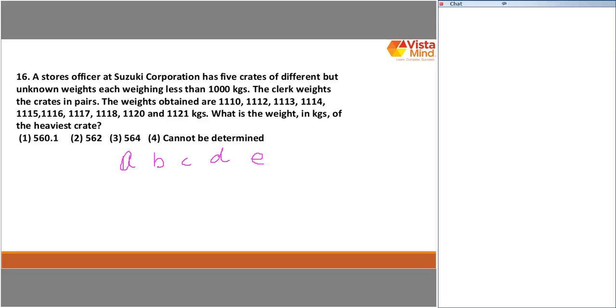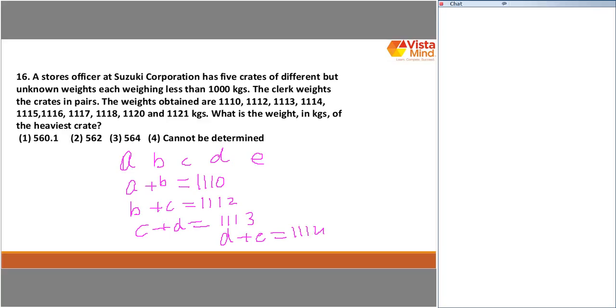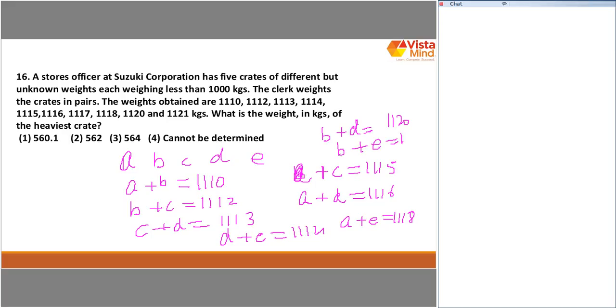So if I talk about pair, first pair will be A plus B is 1110. Then B plus C will be 1112. Then C plus D will be 1113. Then D plus E will be 1114. Then the next pair will be A plus C will be 1115. Next, the next pair will be A plus D will be 1116. Then the next pair will be A plus E will be 1118. The next pair will be E plus D will be 1120. And B plus E will be 1121. Is that okay?